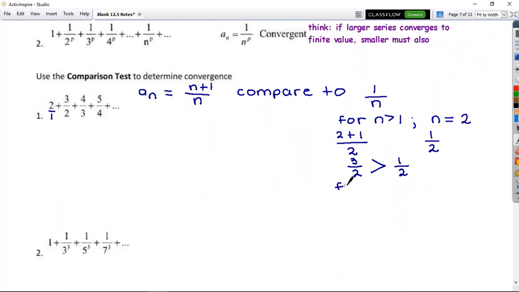So now I'm going to say, how about for n equals 3? I'm going to find this term and look at the comparison between these terms. So this formula would give me a 3 plus 1 over, I would have the 3, and then versus my other one, which would be 1 over 3. So I have 4 over 3 versus 1 over 3. So again, you're good to go. So we're going to say that this series is divergent.